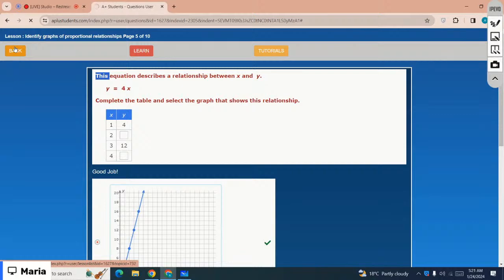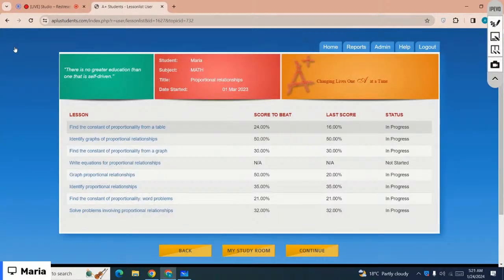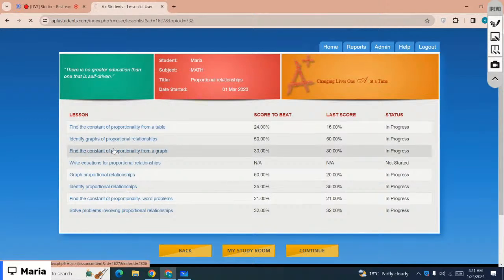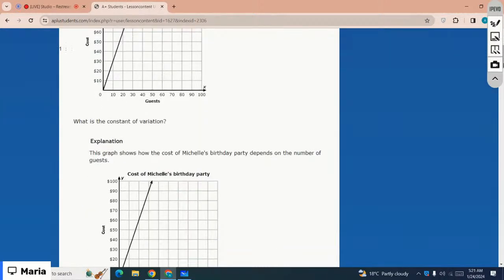And the next lesson is find the constant of proportionality from a graph. So how do we find a constant of proportionality from a graph? The graph shows how the cost of Mitchell's birthday party depends on the number of guests. What is the constant of variation? You have to evaluate the constant of variation.